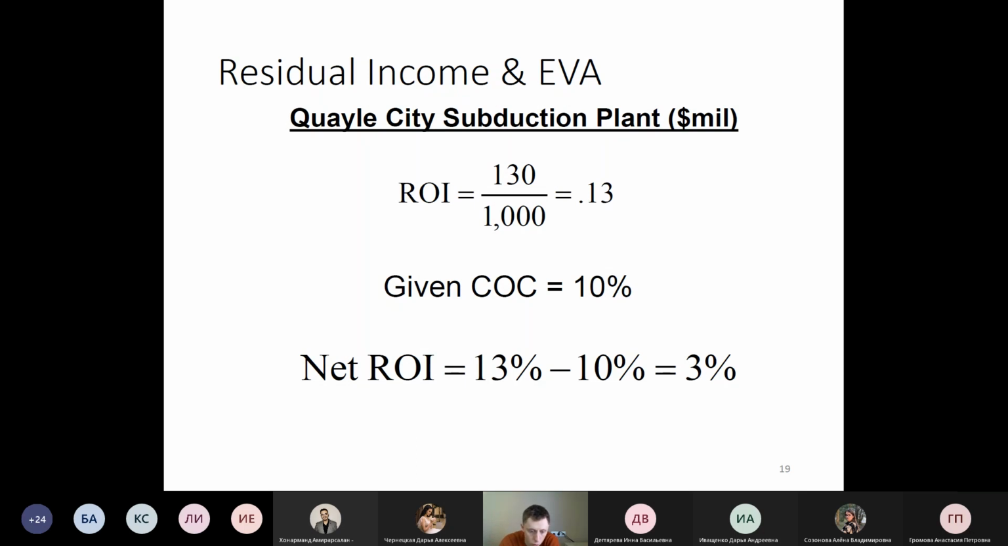Here we have a slide with net return on investment. It is a difference between return on investment, so profit divided by the assets invested, and the cost of capital, something that we discussed with you already today. And the extra profit that we have, so excess return, is called the net return on investment. And if it is positive, it means that the firm has some competitive advantage.